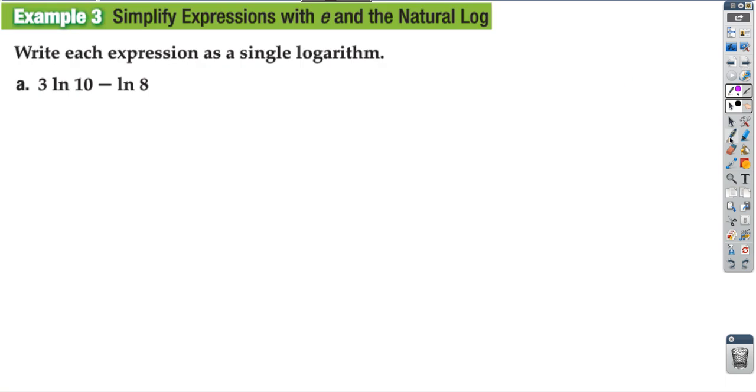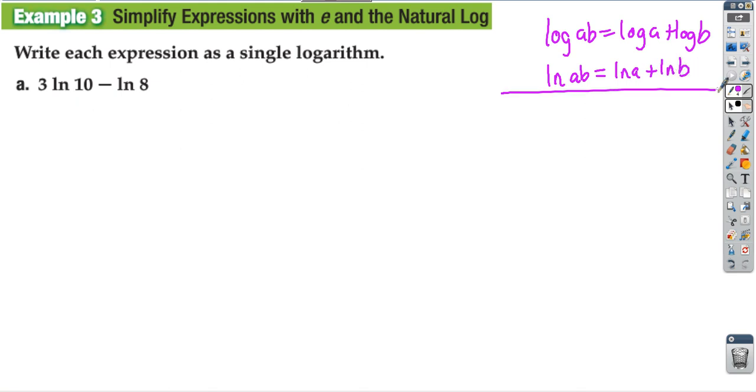Alright, now we talked about changing back and forth from exponent to log. We want to talk about how to condense things into a single log. So just to recall from an earlier section, the log of two things multiplied is the same as adding them, adding the two numbers together. And this works the same for natural log. So the natural log of a times b would be the natural log of a plus the natural log of b. That's the multiplication power.